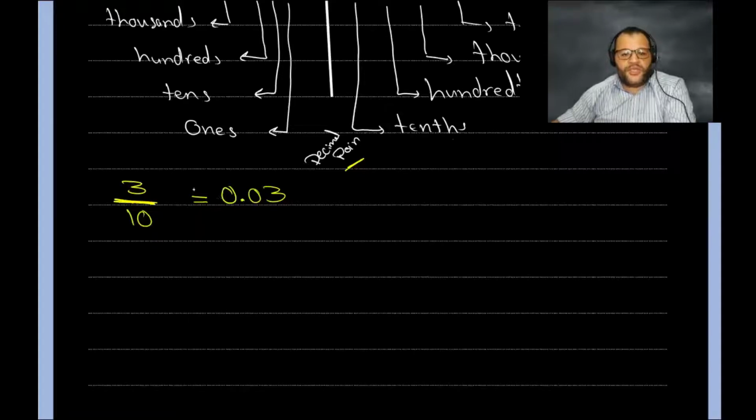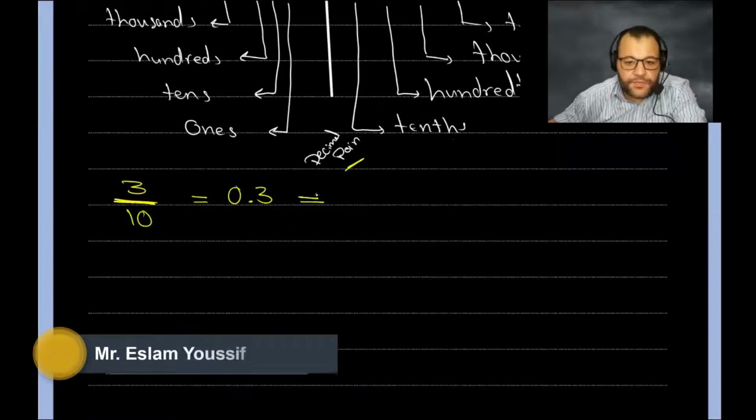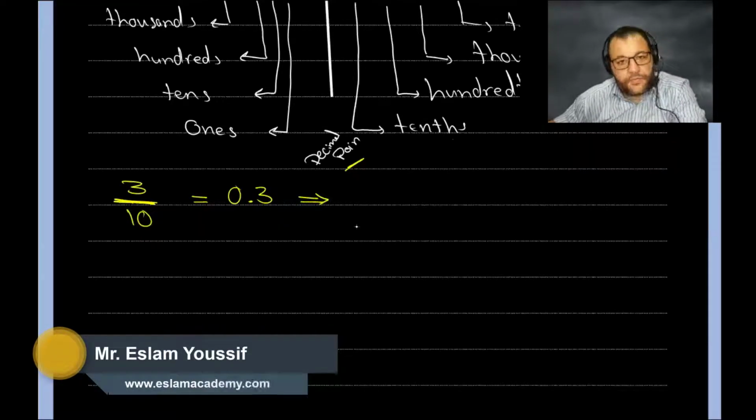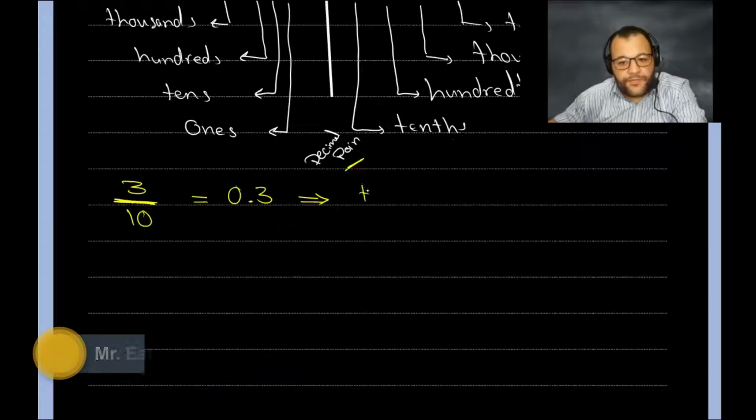Why did you write it this way? This is not my answer. No, I need your answer. What's your answer? My answer is 3, decimal point, 0. So it will be 0.3. Can you read this number? 3/10. 3 tenths.